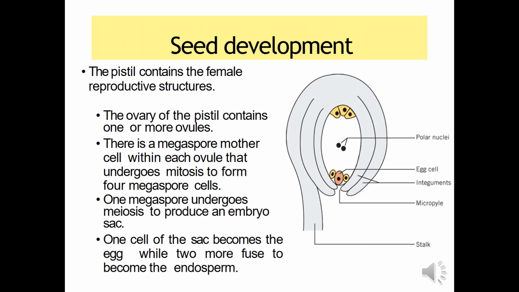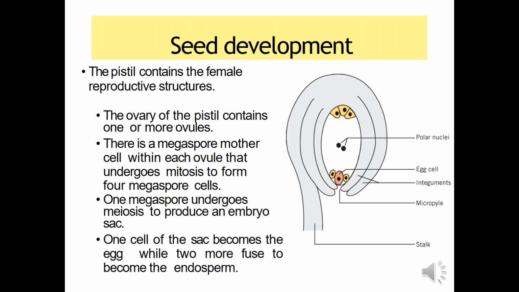Each of the ovules has its own megaspore mother cell, which divides by meiosis to form four megaspore cells. From the four megaspore cells, one becomes the embryo sac when it undergoes the process, and another one becomes an egg.